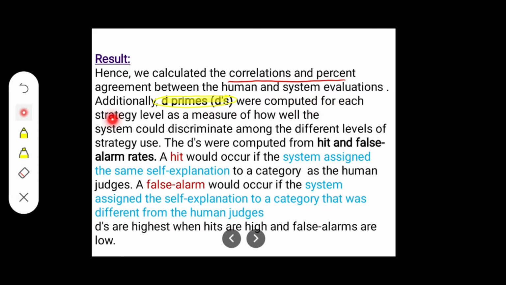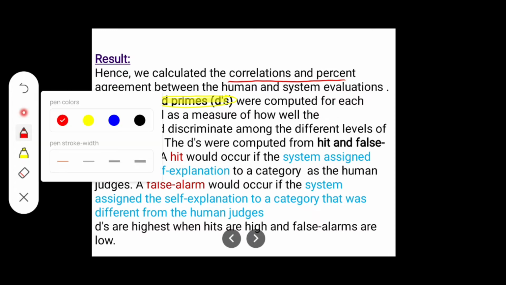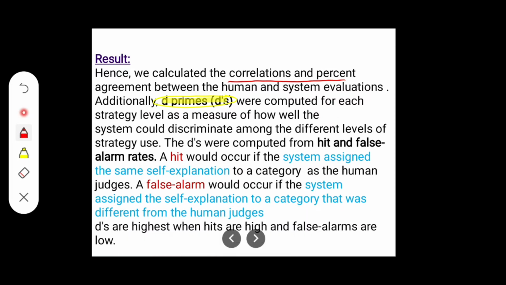They were computed for each strategy level as a measure of how well the system could discriminate among different levels of strategy use. So d prime tells how well the system discriminated among the different levels of strategy.